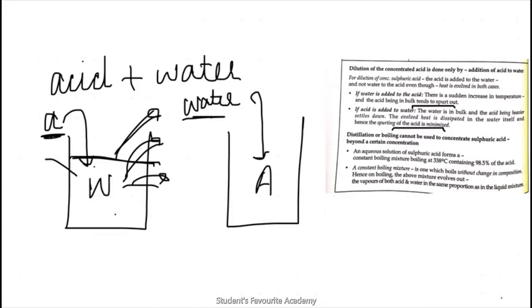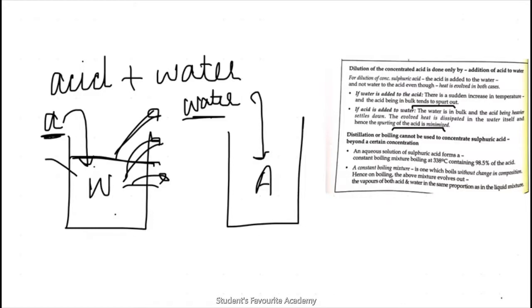Now the second thing, children, is that distillation or boiling cannot be used to concentrate sulfuric acid beyond a certain concentration. Means what, children? See, you cannot use the process of distillation. You know what distillation is, children, wherein you are just heating a particular substance and then condensing it. So that is your distillation. And so distillation or boiling cannot be used to concentrate sulfuric acid beyond a certain concentration.